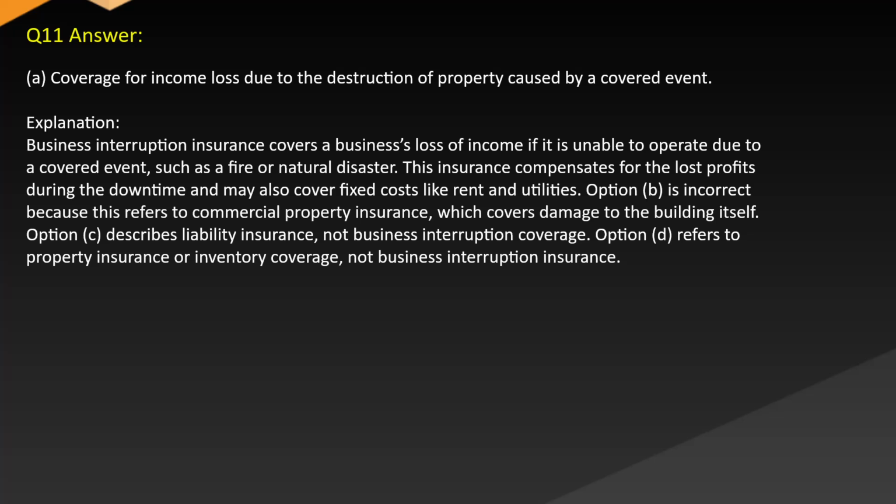Option B is incorrect because this refers to commercial property insurance, which covers damage to the building itself. Option C describes liability insurance, not business interruption coverage. Option D refers to property insurance or inventory coverage, not business interruption insurance.